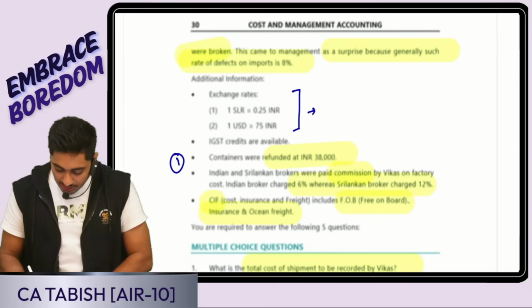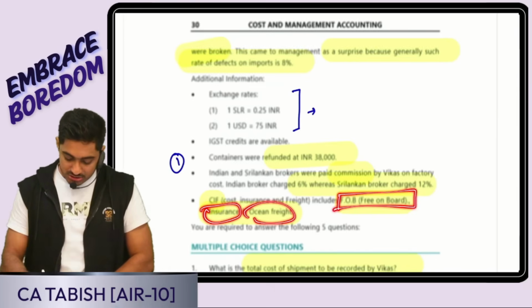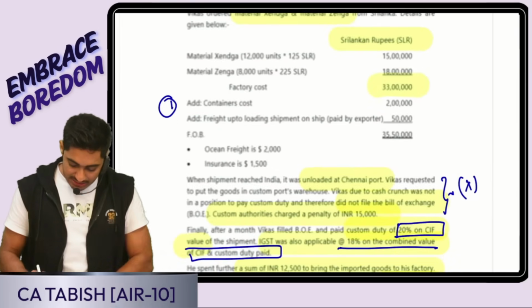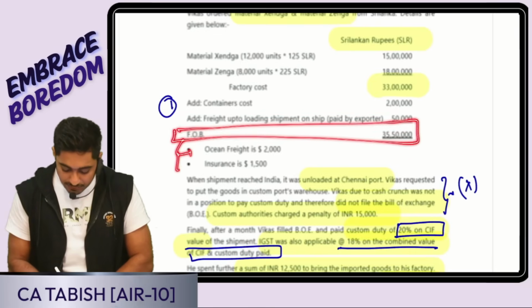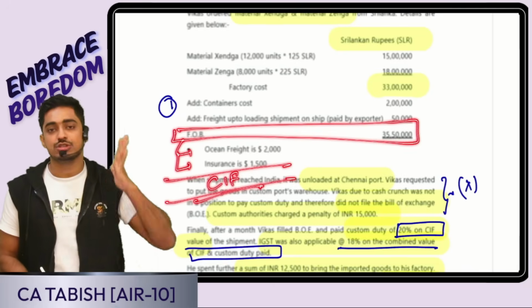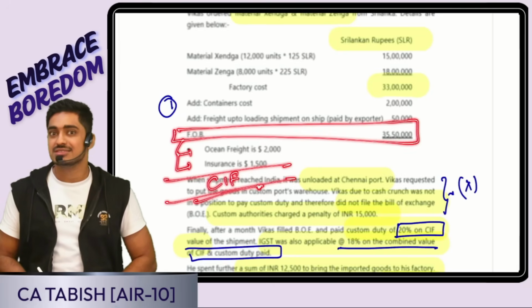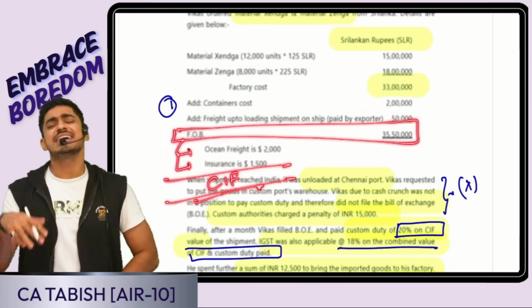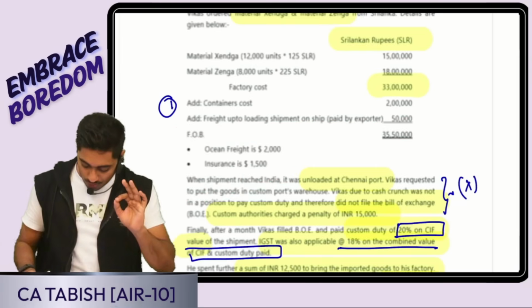CIF includes FOB, free on board, insurance and ocean freight. So basically here I am having FOB. On this I will add ocean freight and insurance. I will arrive at CIF. This is how ideally it should be calculated. But the institute being the institute, does institute things. Yes, because they are the institute. They can do anything. Okay, everyone. So let us try seeing what we can do.